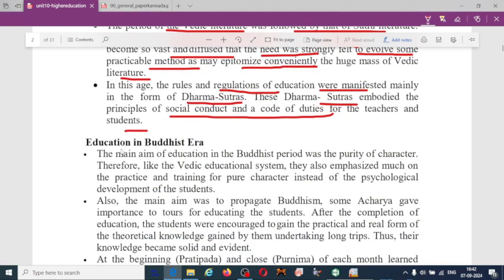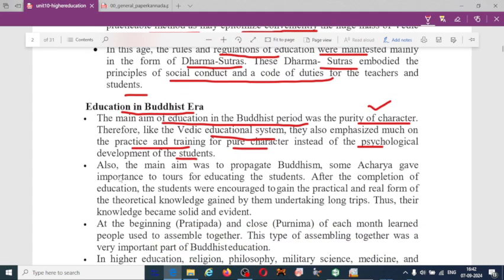Next comes the Buddhist era. Education in the Buddhist era: the main aim of education in the Buddhist period was the purity of character. Therefore, like the Vedic educational system, they also emphasized practice and training for pure character instead of psychological development of the student. Their main priority was the purity of character. Also, the main aim was to propagate Buddhism. Some Acharyas gave importance to tours for educating the students.